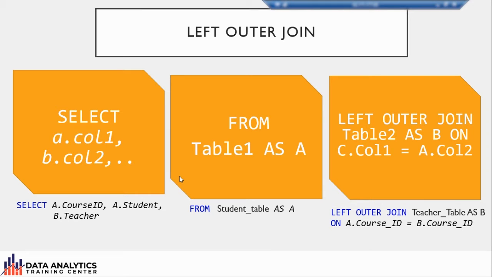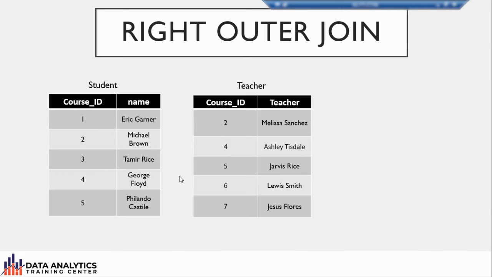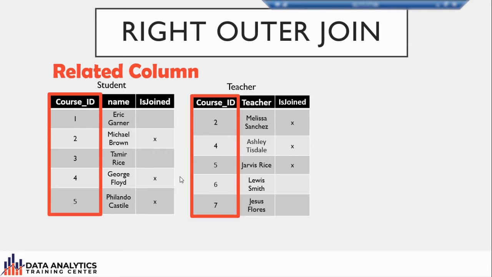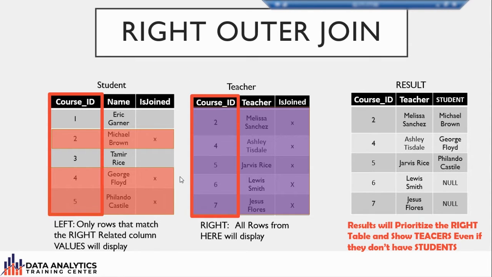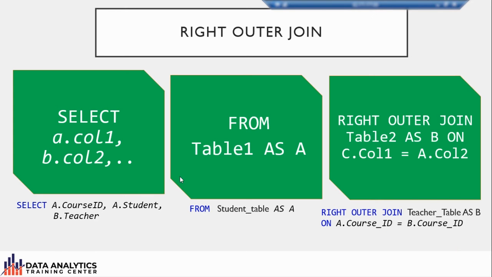As I said previously, we're just going to be substituting out and adding in the left outer join. Again, we're at our right outer join and we're identifying our related column. And as I said earlier, the results are going to prioritize the right table and show teachers, even if they don't have students. But as you can see, we don't see students without teachers, okay? We only see the teachers without students. And the matches, of course. All right, and here's the syntax for this right outer join.